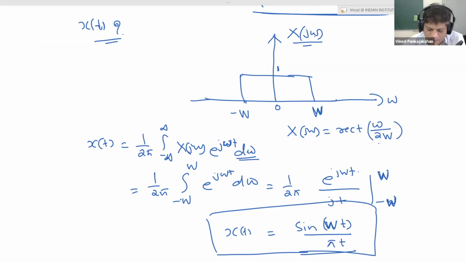Sir, will it be a function of omega also? How can x of t be a function of omega, because you are integrating with respect to omega, so it is a function of t only. This is from minus infinity to infinity integrating with respect to omega, so it cannot be a function of omega. It is a function of t, because t is constant with respect to this integration over omega. So this will be a function of t.